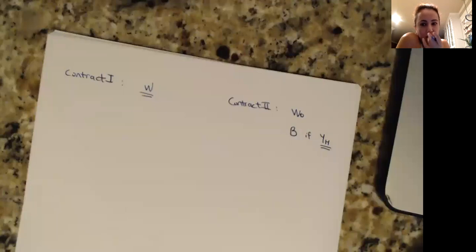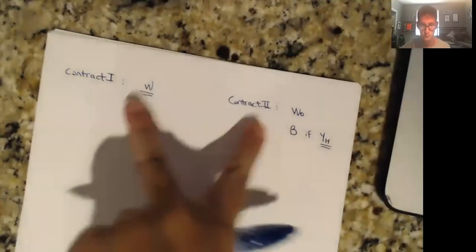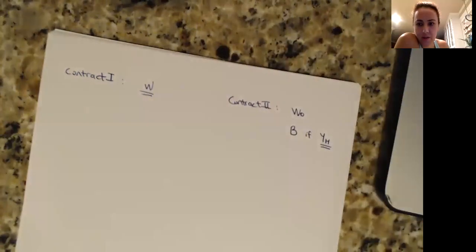Does this make sense? So these are the 2 options. The third contract simply shows the outside option. So the worker is not working for the guy.